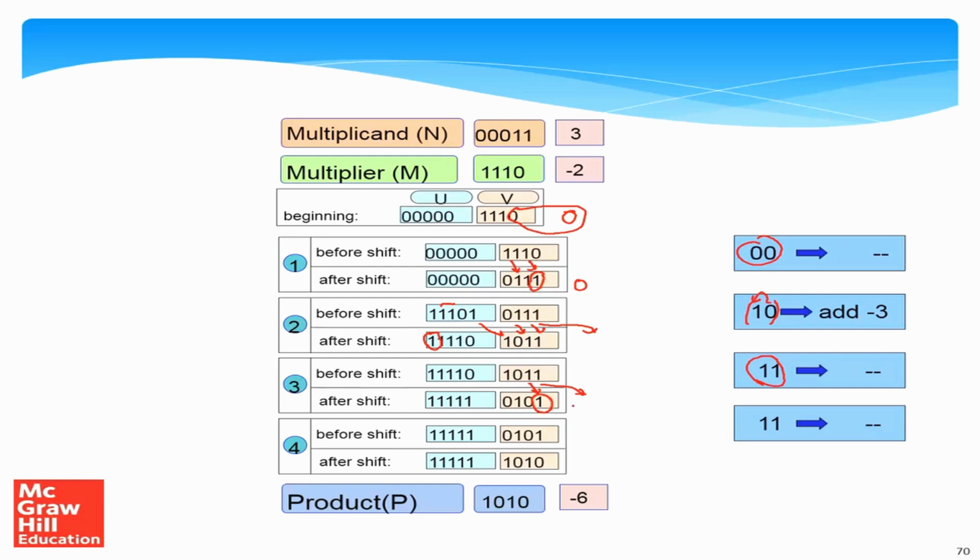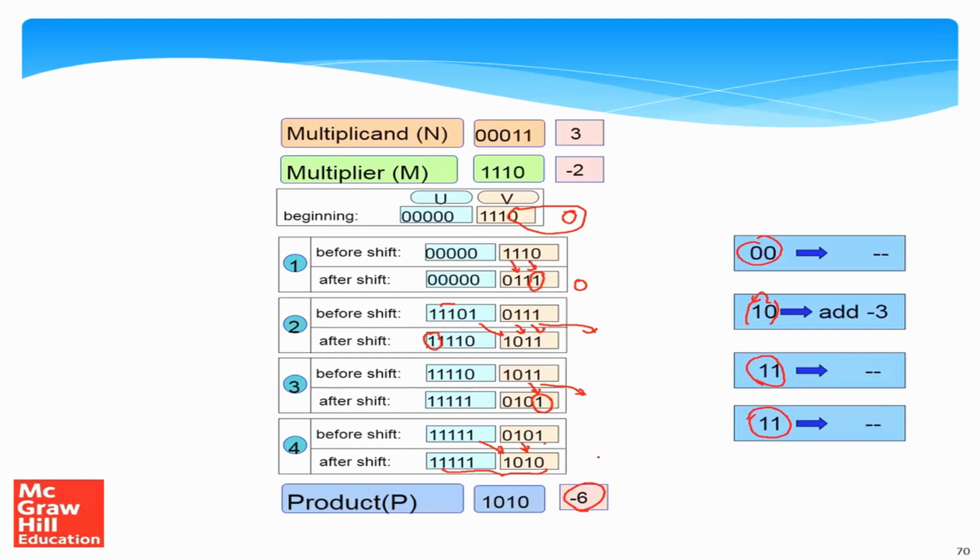Again, let us take a look at the LSB. The LSB is 1 and the previous bit is 1. So again the current pair of bits is 1 1, so nothing needs to be done. We just need to do one arithmetic right shift. So this is where we end up. The final product, if you consider a 4-bit system, is 1010, and 1010 is minus 6. If we consider an 8-bit system, it's basically 1010 sign extended, which is still minus 6.